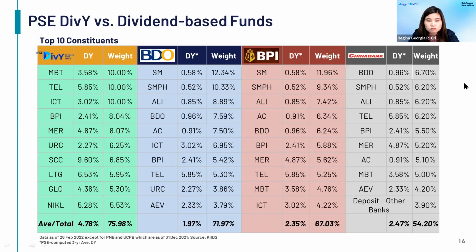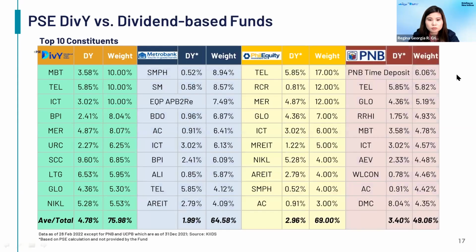And unfortunately, some of these securities have low dividend yields. Thus, the average dividend yields for these dividend-based funds are also quite low. We also noticed that only a few of these dividend-based funds considered REITs in their selection.